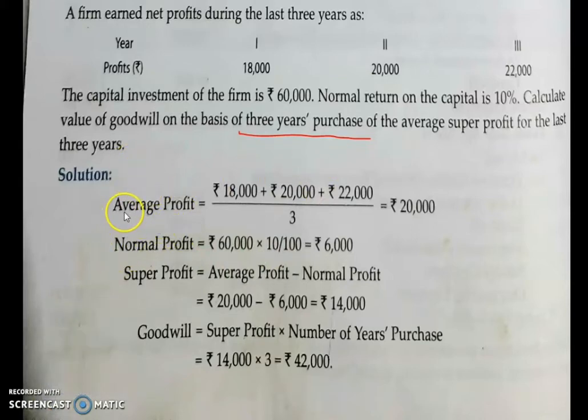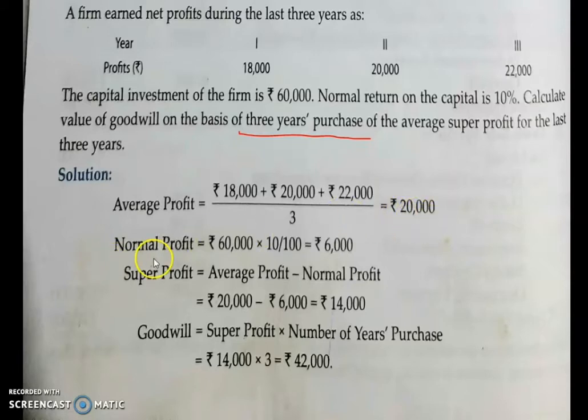The first step is to find the average profit. How to find the average profit? Adding all the 3 years' profit. Year first is 18,000, year second is 20,000, and third year it is 22,000. Add them together and divide by 3. What is this 3? You are taking the average, so you have to write the number of years taken. So 3 years' profit you are adding, so divided by 3. After dividing by 3, you will get 20,000. So here you got your average profit.